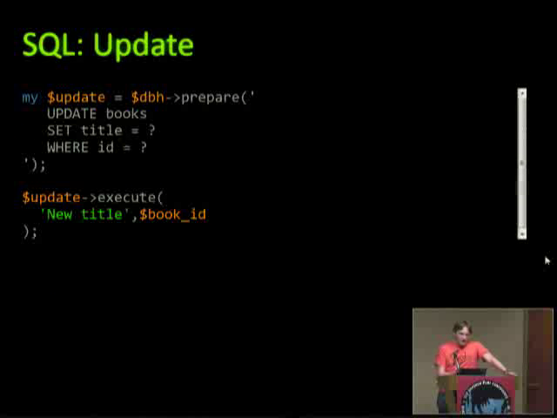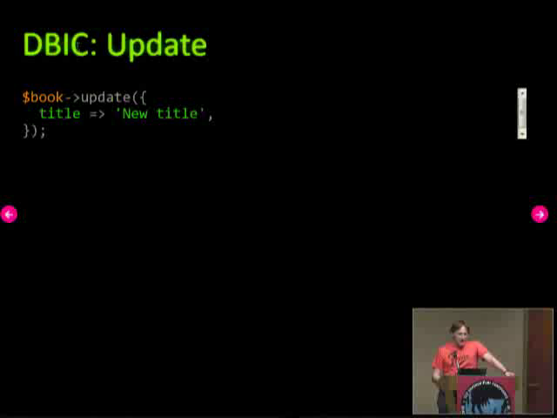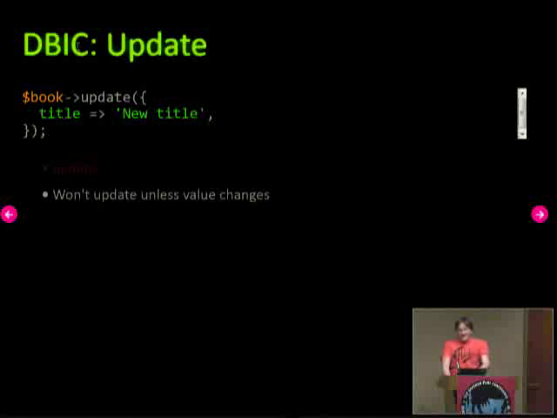So for update, here you've got your standard SQL update stuff, and then with DBIx::Class, note we don't have to deal with the ID. That's another thing. The cool thing is, I don't know if you guys have ever done this, but if you leave off the where clause on an update like that, you've blown away all your data. So you're safe from stupid mistakes like that with DBIx::Class. Also, update is lazy. So if you called update on something like this and the title were already the new title, you'd be fine. It wouldn't even do anything.